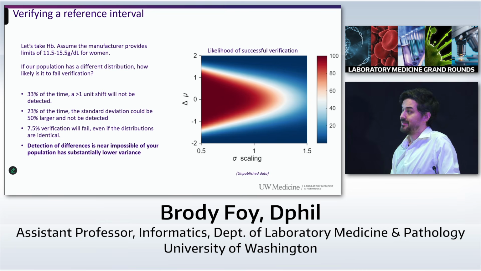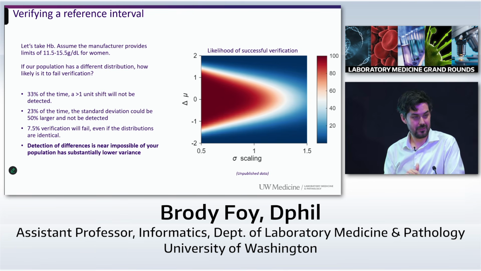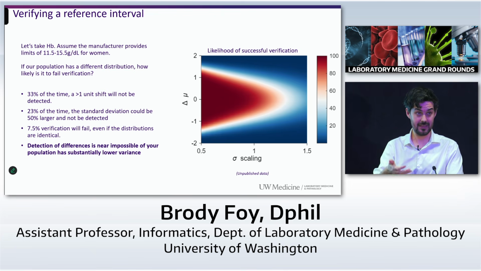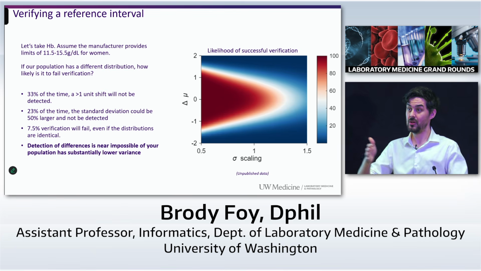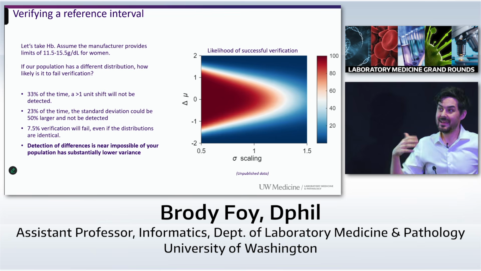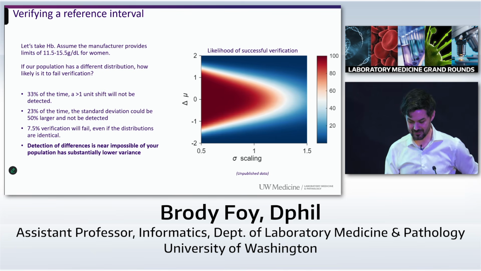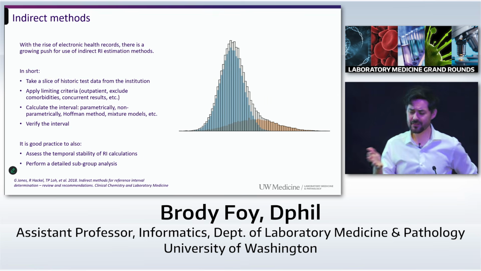But the big thing is, if the variance in your population is smaller than the reference population you're using, you're basically never going to detect that. If you have a lower variance, you can have really big shifts and everything will just keep falling inside that interval because your population is more narrow than that one. These guidelines are not really established to detect those kinds of differences. And we know this as a field.